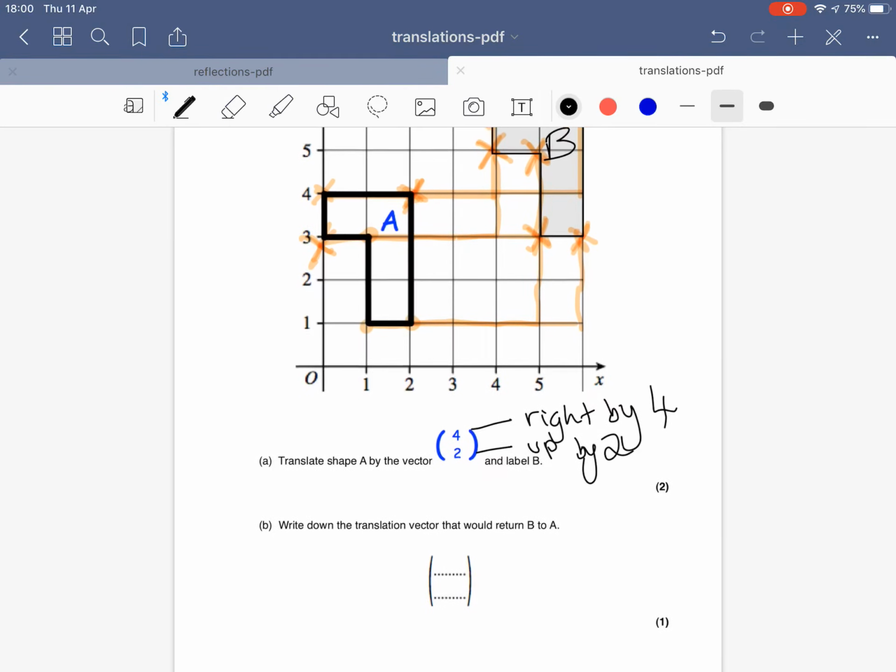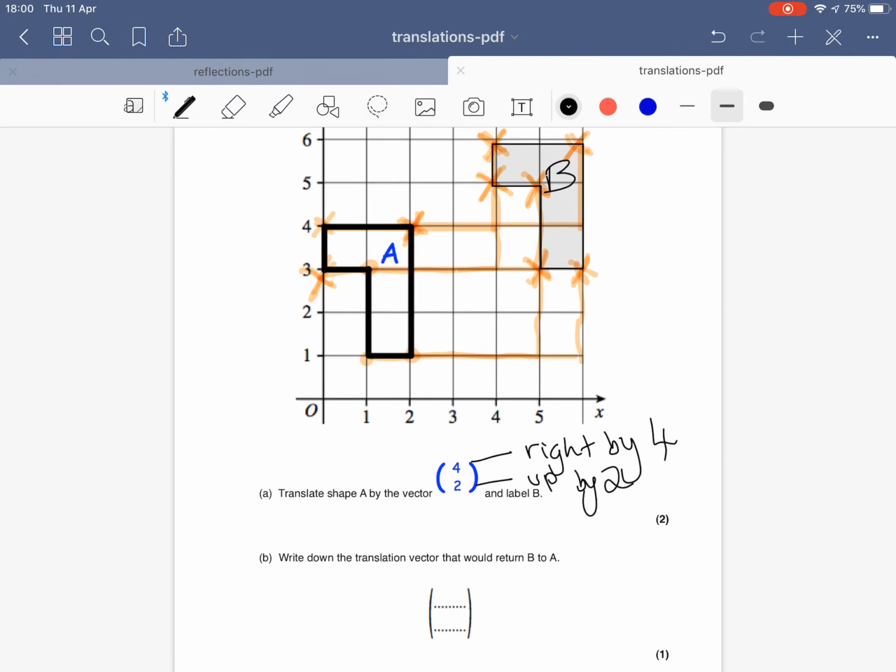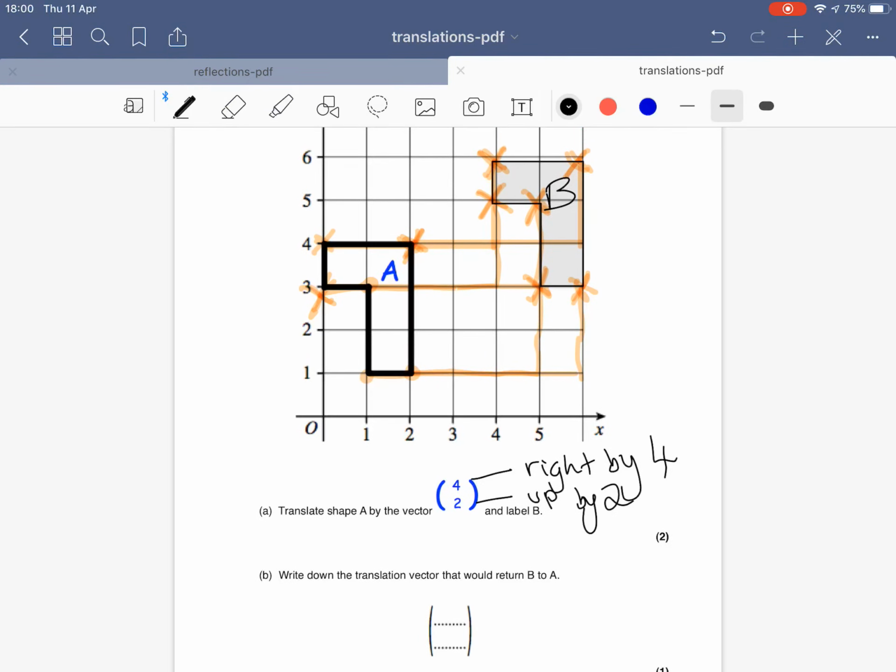Well, here's the next bit. Write down the translation vector that would return B to A. Ooh, so how far away from B to A's? It is just the opposite of this number, but let's do it. So let's pick a point. If I was to pick this one, I'm going to go from that corner to that corner. Okay, so those are the exact same points moved, but how do I go from this one to this one?